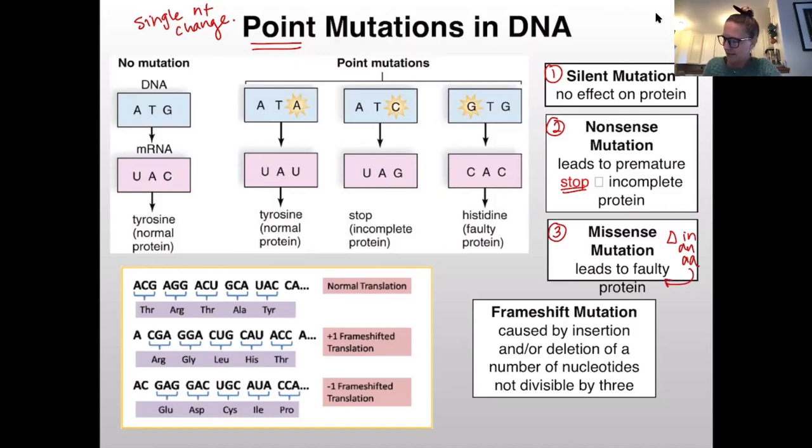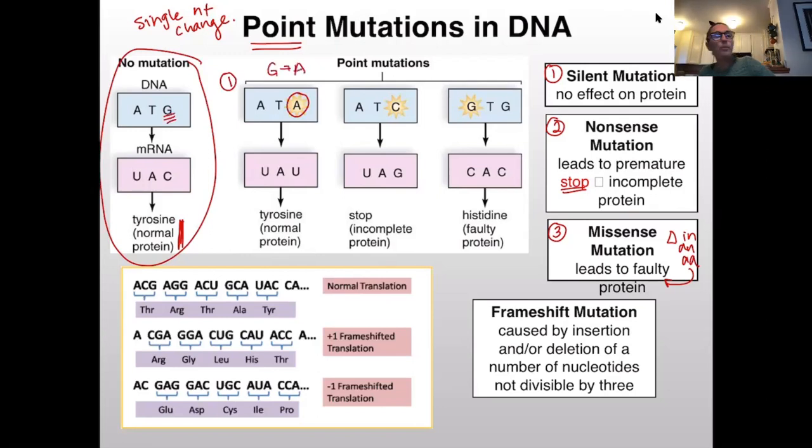So if we look at these, let's start here with our normal non-mutated DNA. So our DNA is ATG here. Its corresponding mRNA that would be transcribed would be complementary base pairs. So that would be UAC, and that would create a tyrosine amino acid, and that would lead to our normal protein. A silent mutation, number one here, we are changing this, it has been mutated from a G to an A. So we had a G to an A single point mutation.